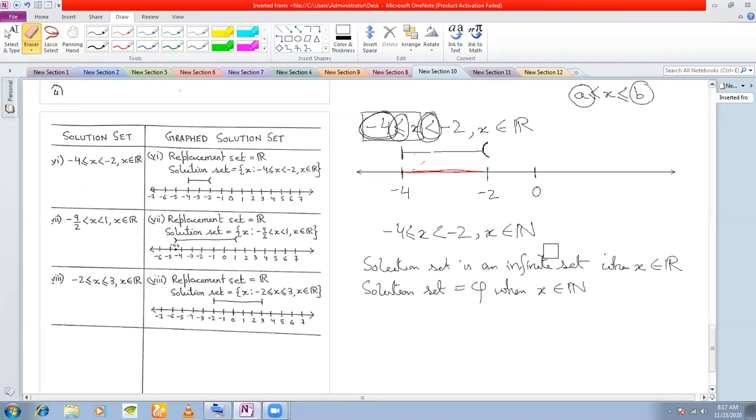Let us say, what if I change this replacement set to a set of integers? Then what will happen to the solution set? What integers lie between minus 4 and minus 2? Minus 4, because there is an equality sign here, so I have to include minus 4, minus 3, and it will not go to minus 2 because there is no equality sign there. So the solution set will only have minus 4 and minus 3.